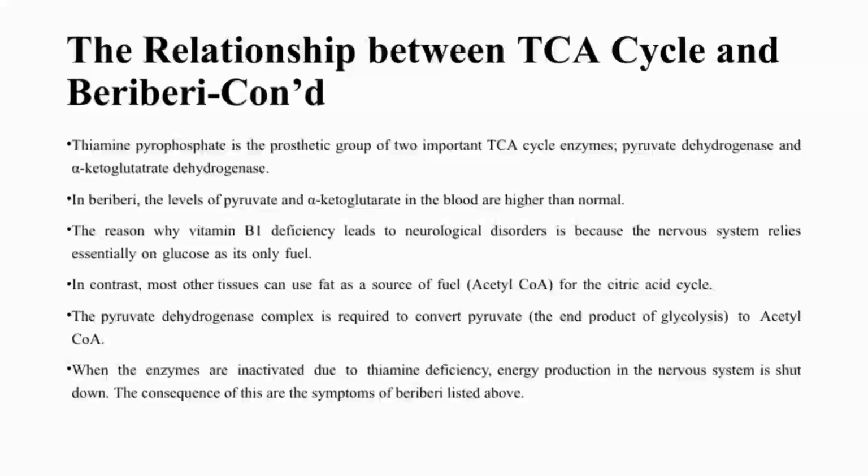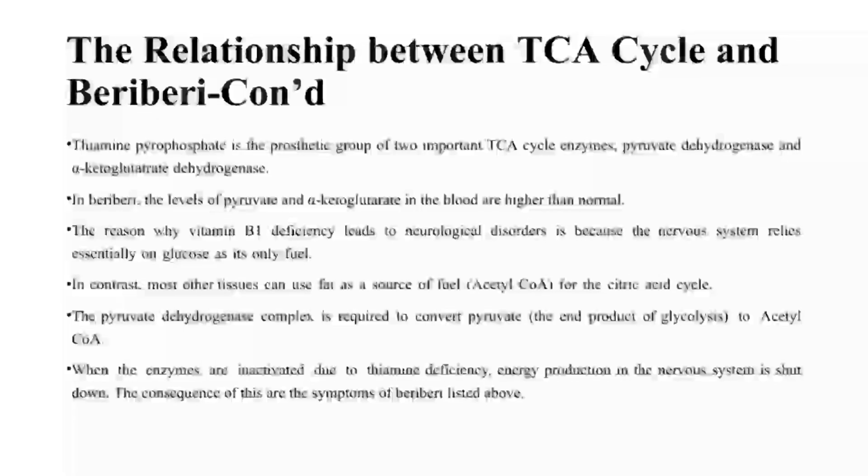Now, why does a deficiency in vitamin B1 lead to neurological issues? The answer lies in how the nervous system relies almost exclusively on glucose for its energy supply. Unlike other tissues that can switch to using fats through acetyl-CoA for energy, the nervous system depends heavily on glucose metabolism. This is where the pyruvate dehydrogenase complex becomes so important. It converts pyruvate, the end product of glycolysis, into acetyl-CoA, feeding into the TCA cycle for energy production.